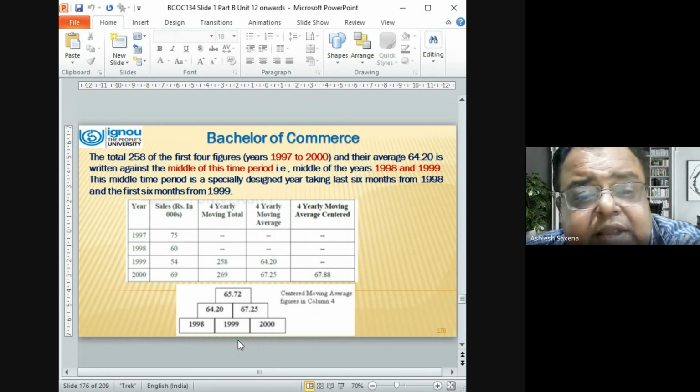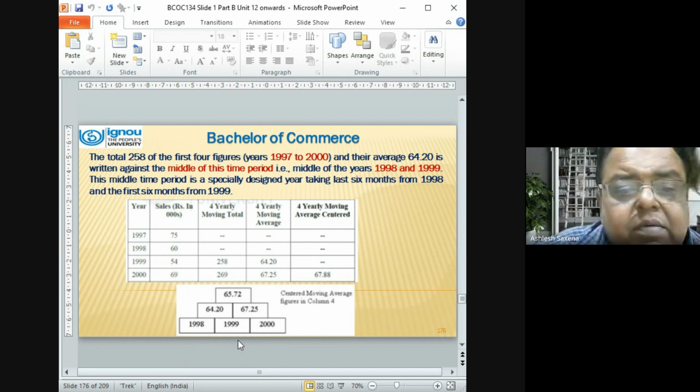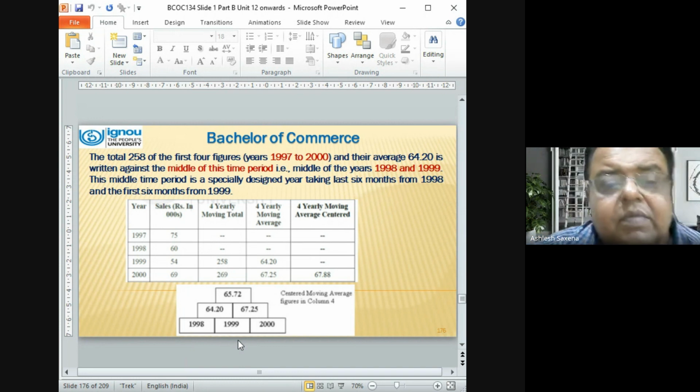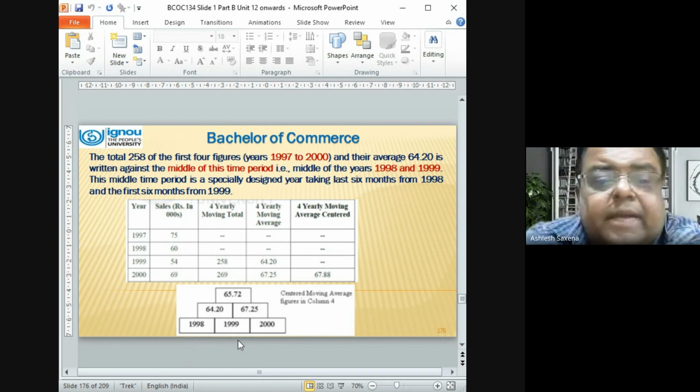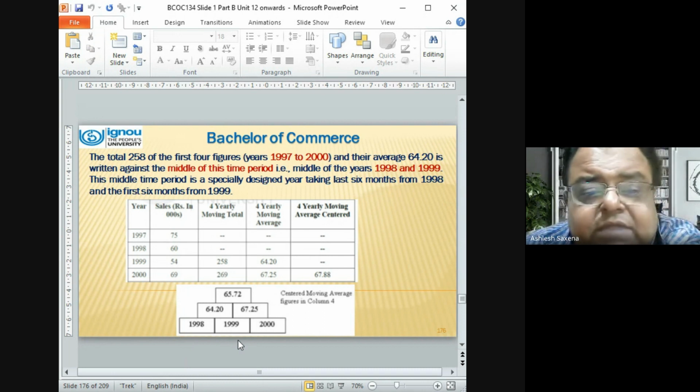Now if we see like this, for the 4 years, 97, 98, 99, 2000, if we add, now you can see how these values have been obtained.